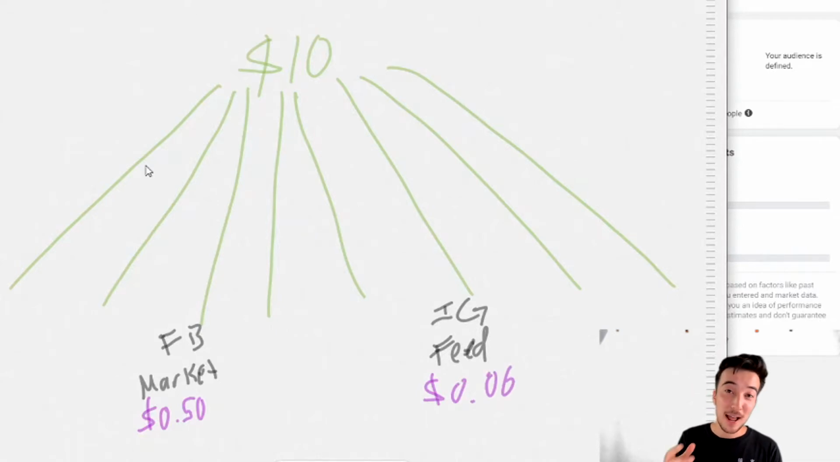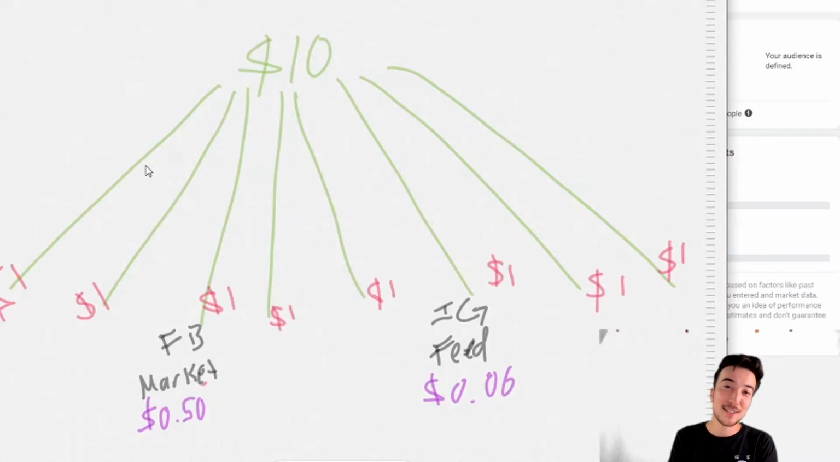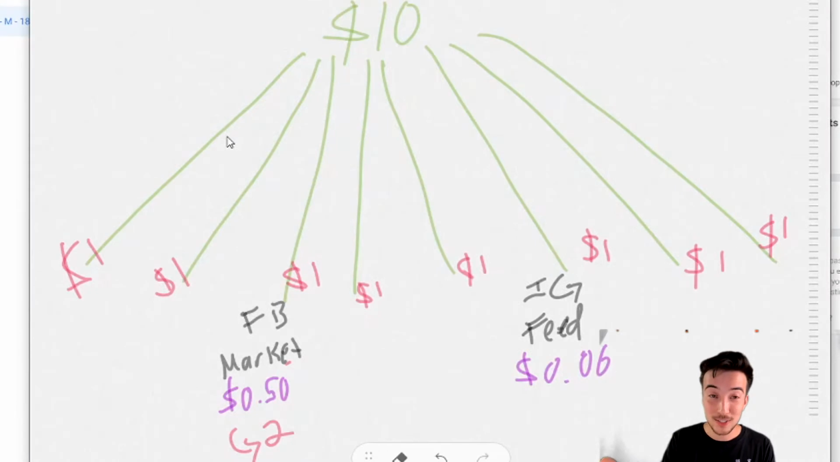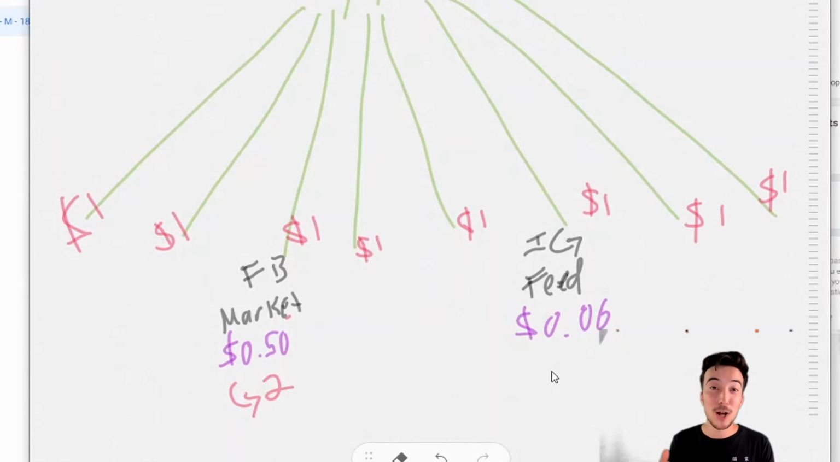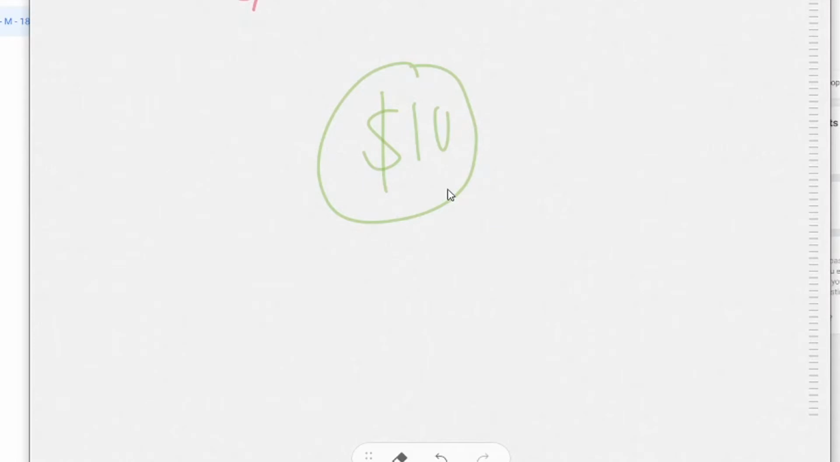If we assume that our ad is being sent out to 10 different placements, then we can say that each placement is going to get $1. If it is costing me 50 cents in the Facebook Marketplace to get someone to click on my link, that means I'm potentially going to get 2 clicks, whereas on the IG feed where it costs 6 cents per link click, I'm going to build a whole lot more traffic sending money in that direction. I drew this diagram to break down the point that you will get the most out of your money if you focus on only a handful of placements that you know will work.